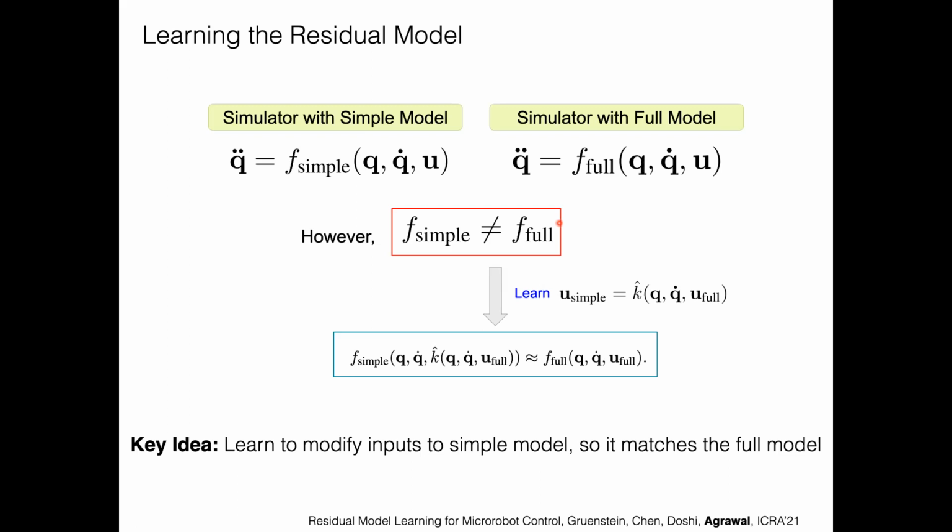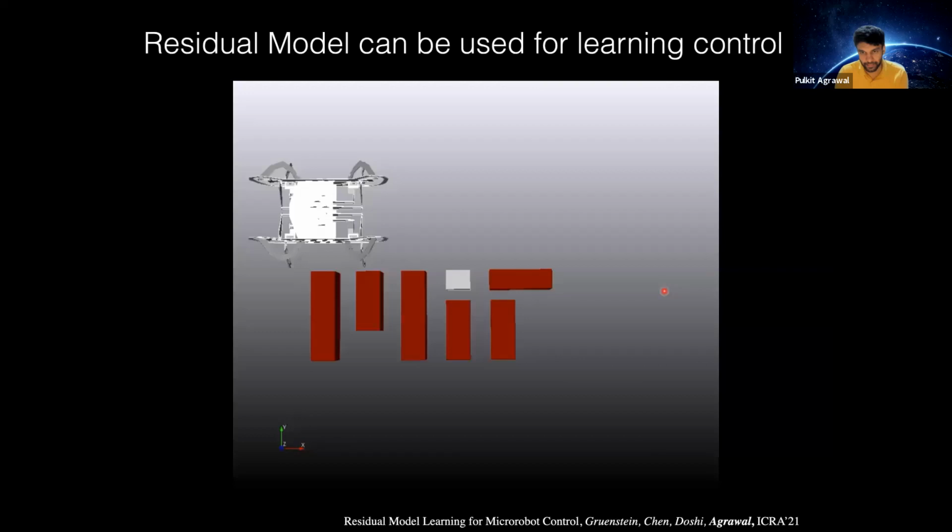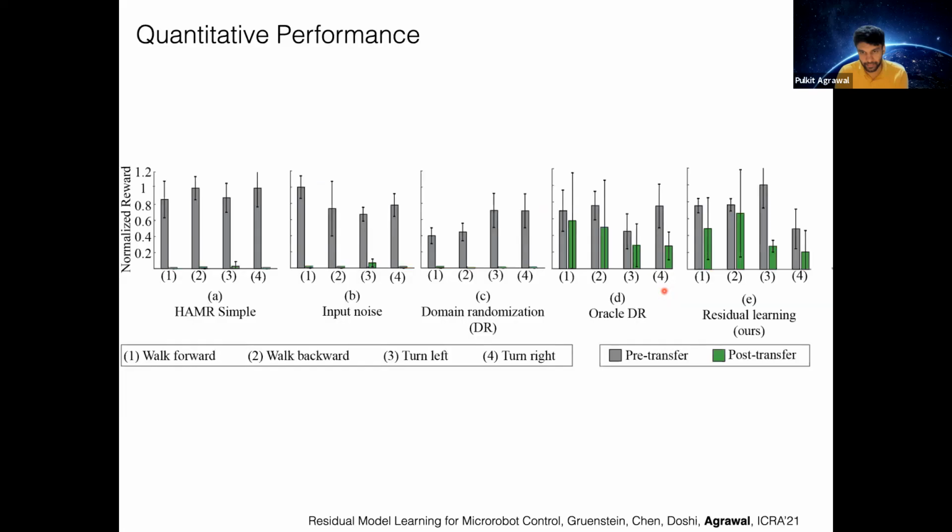Okay. Then I think the last question was, is the residual just a one layer network? No, it could be a multi-layer network. You can just think of the inputs as Q, Q dot, and U full, and we output U simple. So this can be a multi-layer network over here. Okay, any more questions over here?